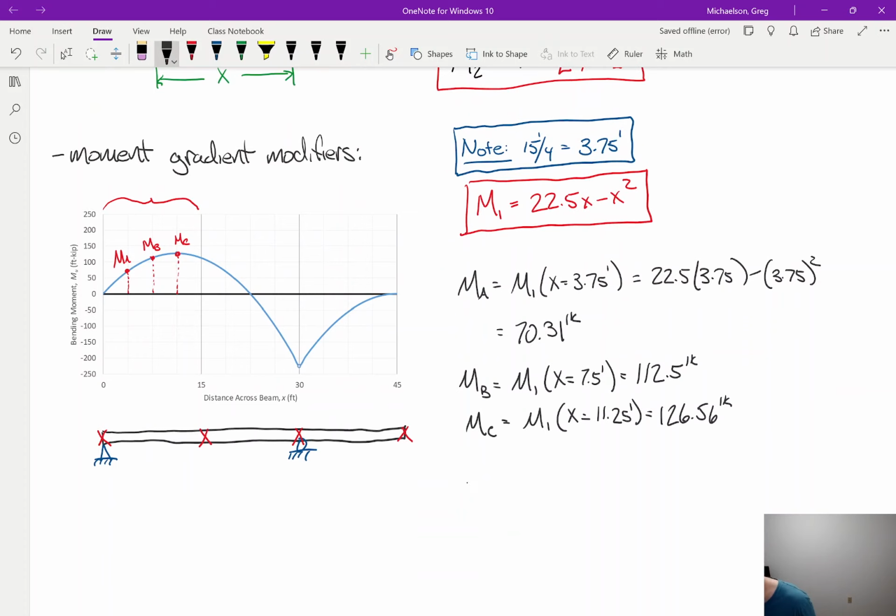What about Mmax? Well, Mmax is the largest moment within this entire segment. So what you need to do is look at this entire curve from end to end and ask, where is the biggest moment in this entire curve? Now, I'll go ahead and tell you for this curve, Mmax is actually equal to MC.